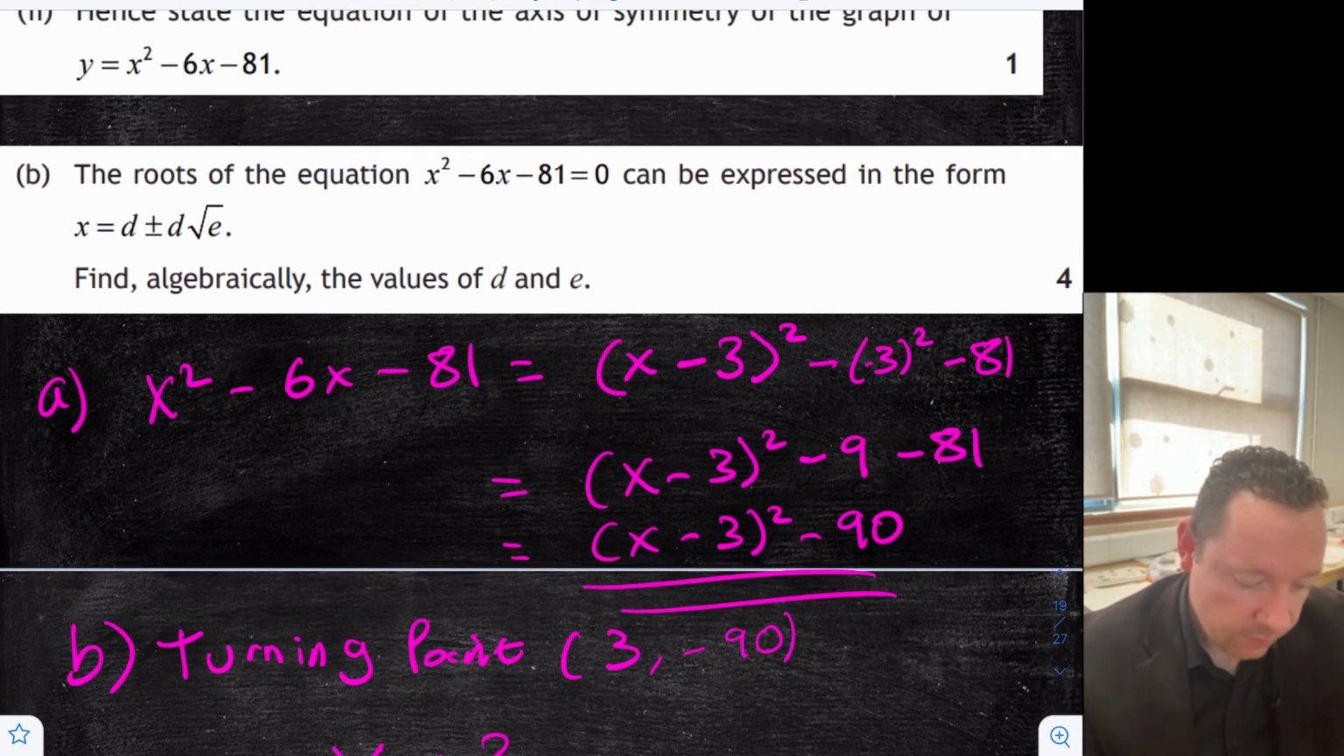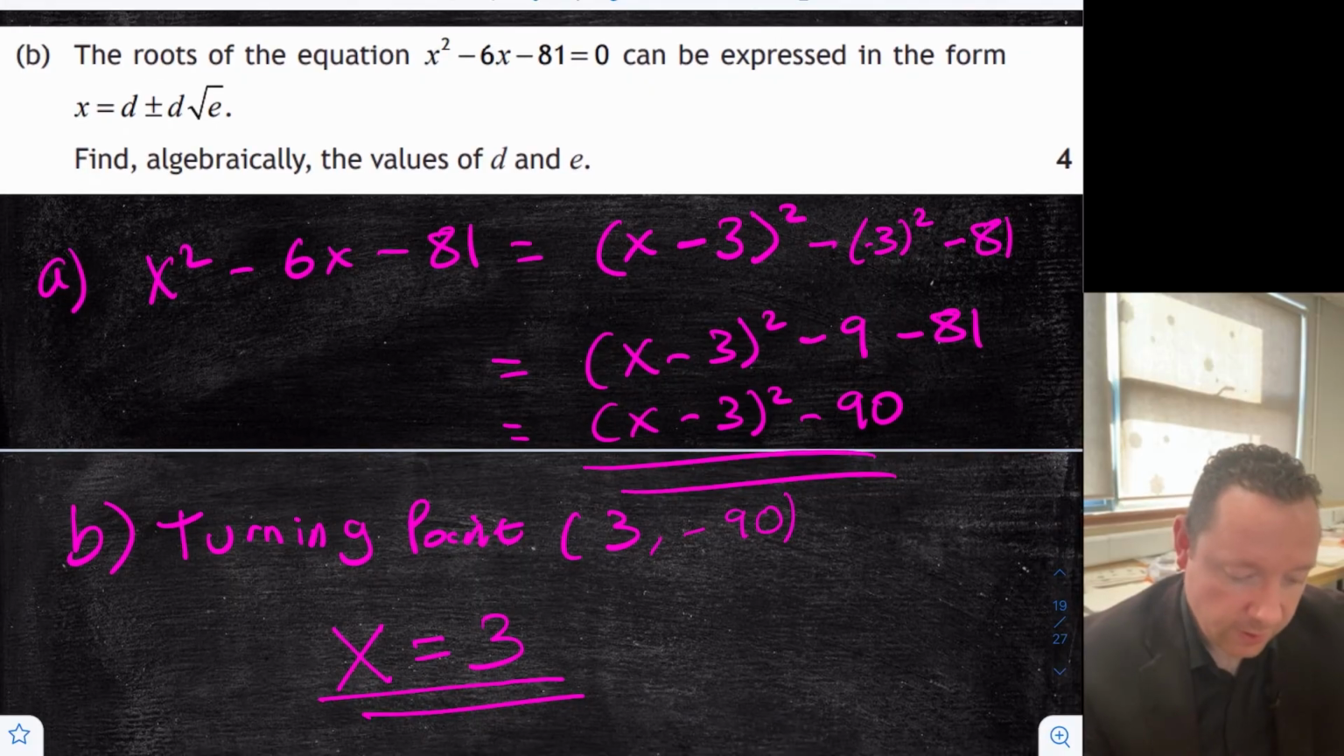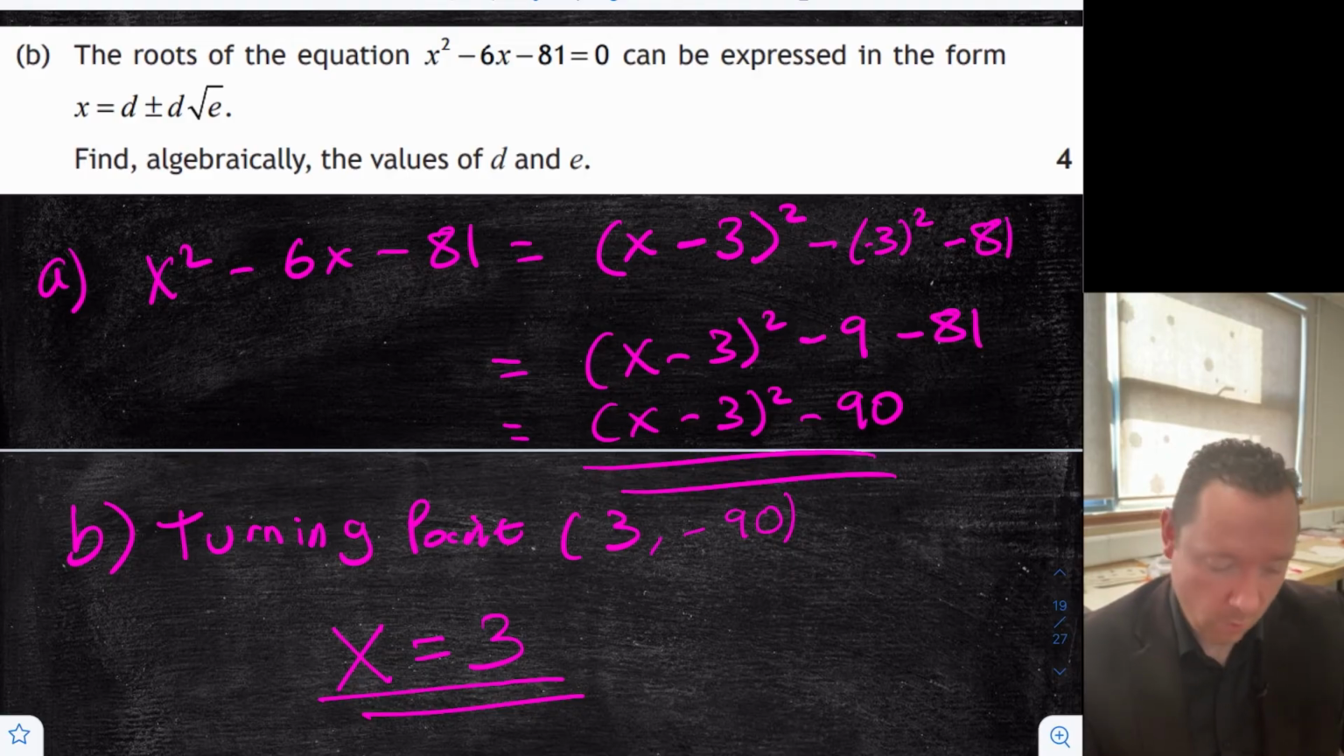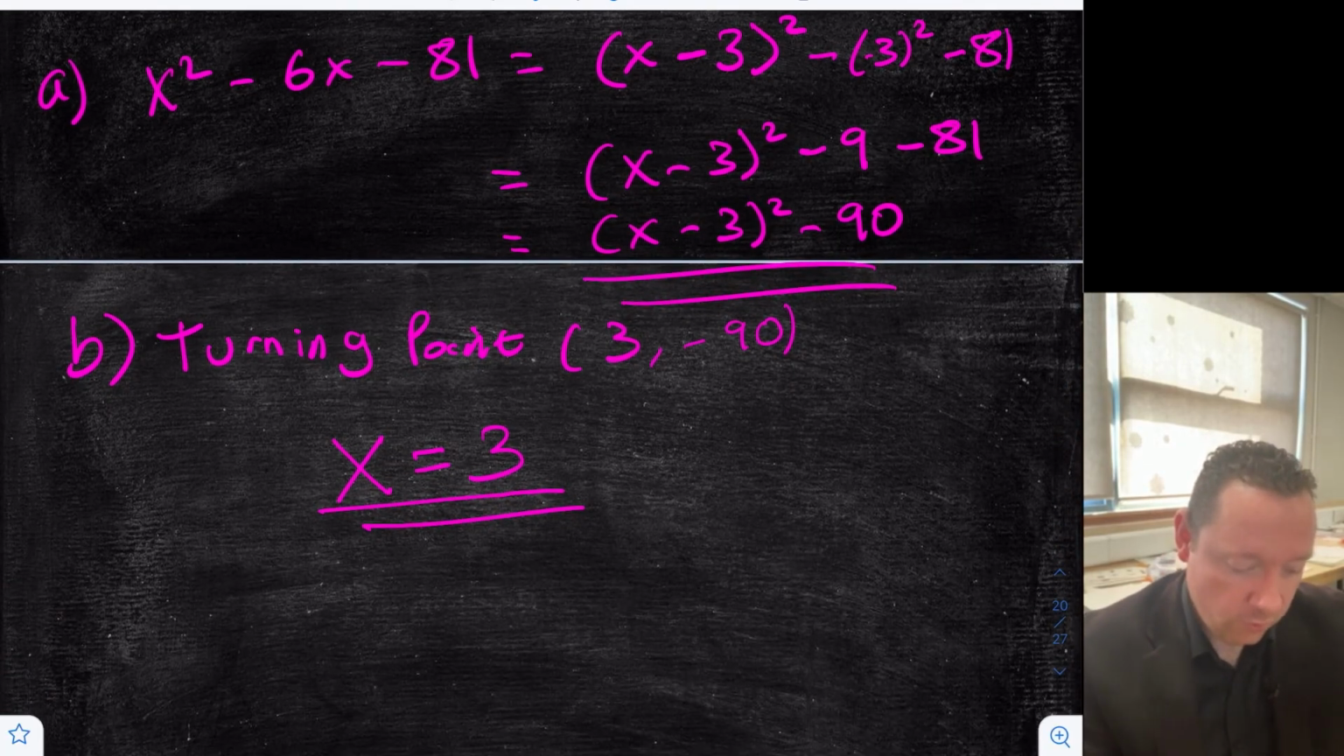Part B says, the roots of the equation x squared minus 6x minus 81 equals 0 can be expressed in the form x equals d plus or minus d root e. Find the values of d and e. There's two ways to actually do this. You can start from completed square form, or you can go back and use the quadratic formula. I think most people will use the quadratic formula rather than the completed square form, so I'm going to do it that way. But just be aware you can do it that way.